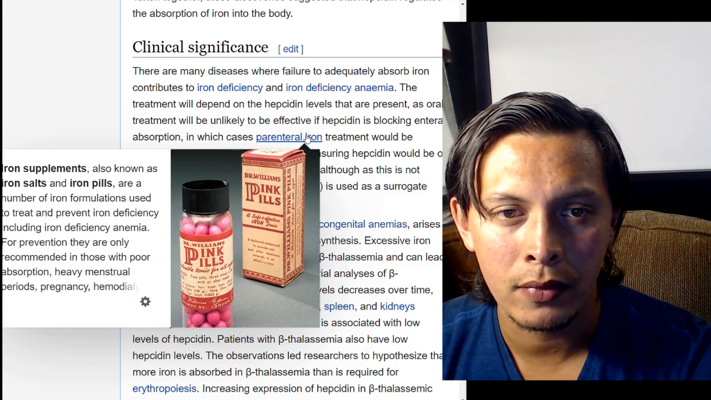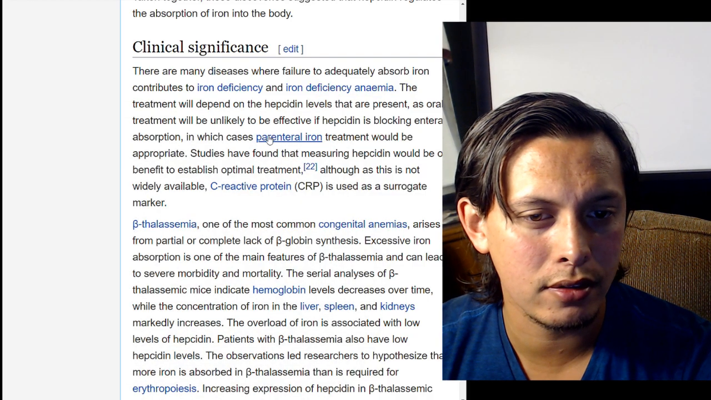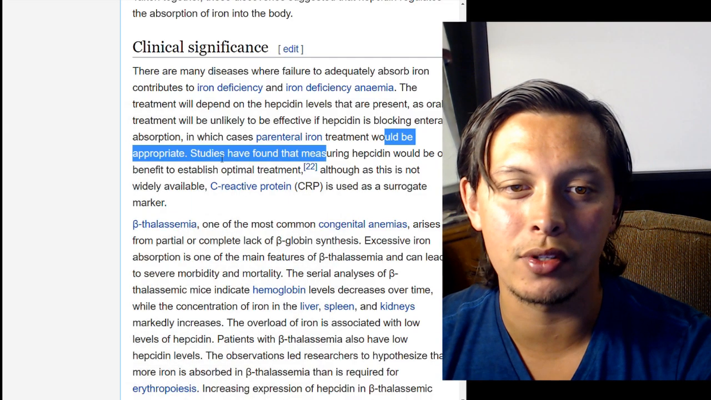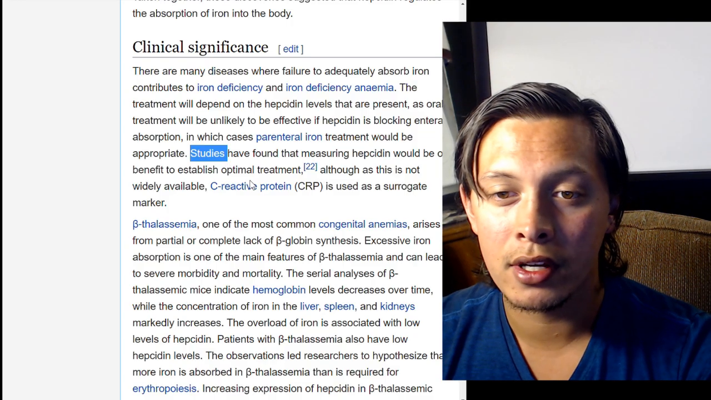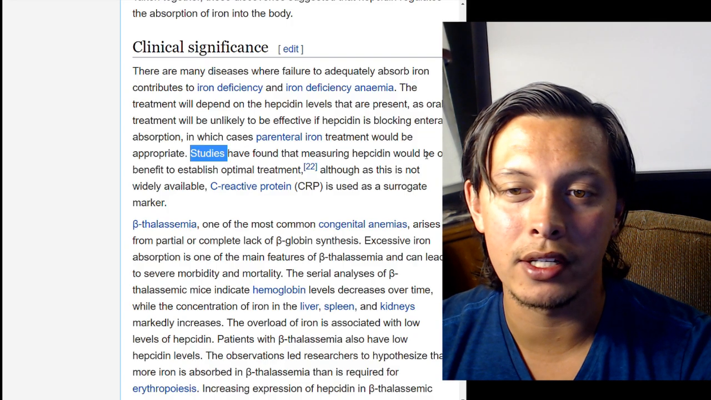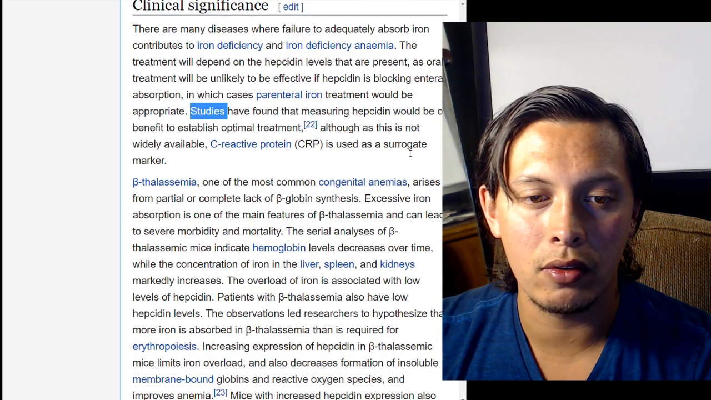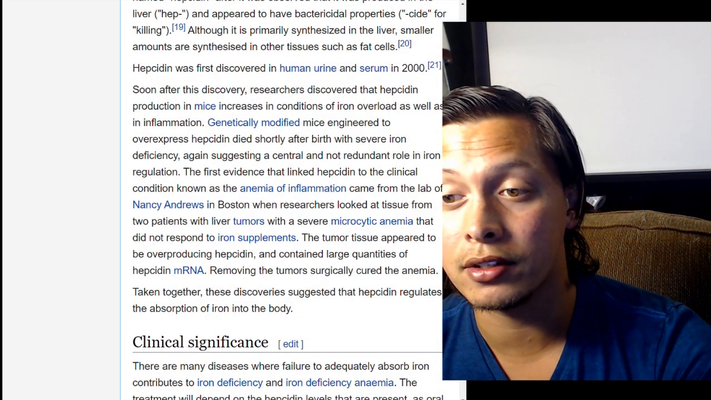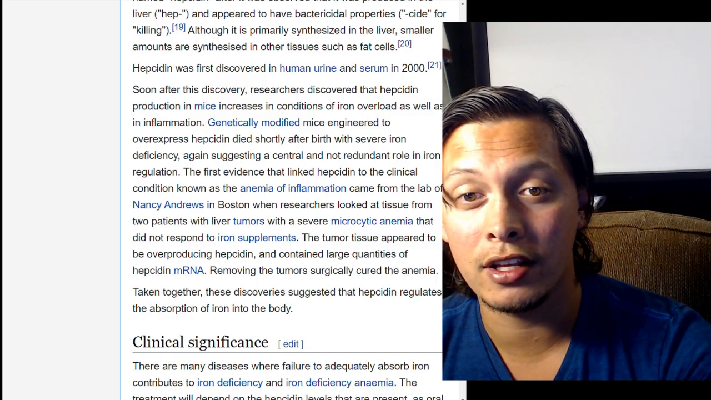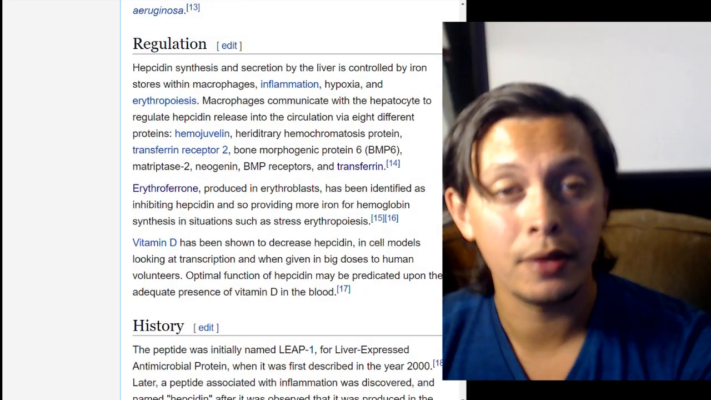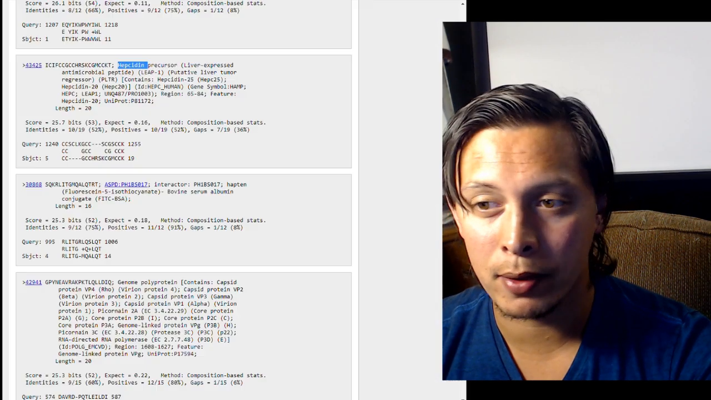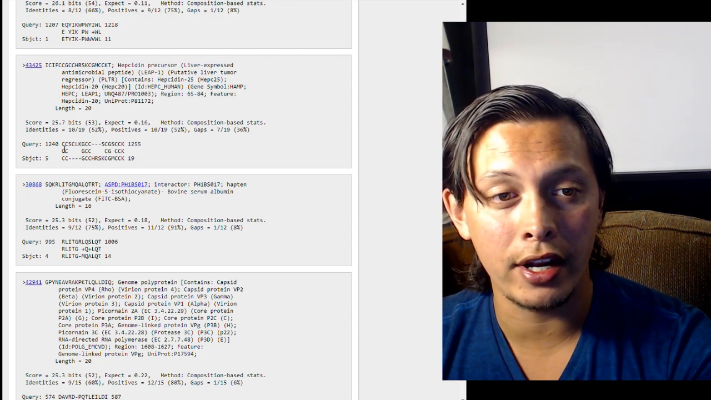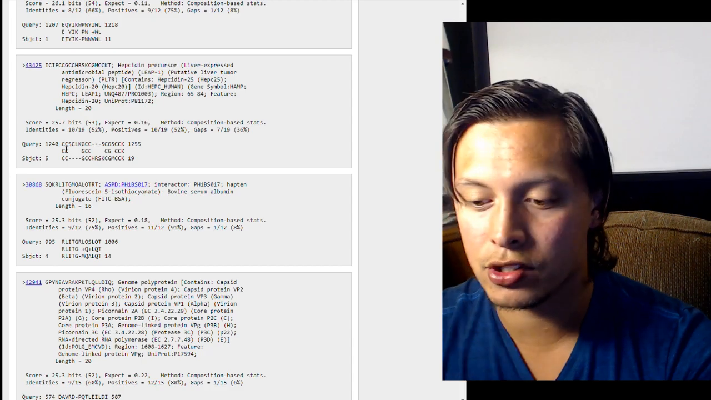Okay, but isn't that also oral? Okay. Would be appropriate. Studies have found that measuring hepcidin would be a benefit to establish optimal treatment. And although it is not widely available, C-reactive protein is used as a surrogate marker. So, yeah, just know that hepcidin is extremely important in iron metabolism and making sure that your iron levels are kept in check. So, I did read a paper where someone was worried that because this area, so this is the CC, I'll just look up CCSG.